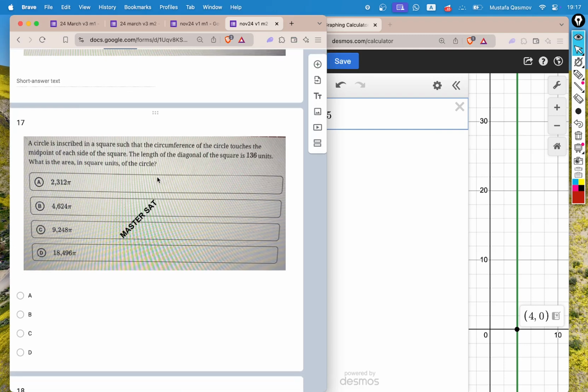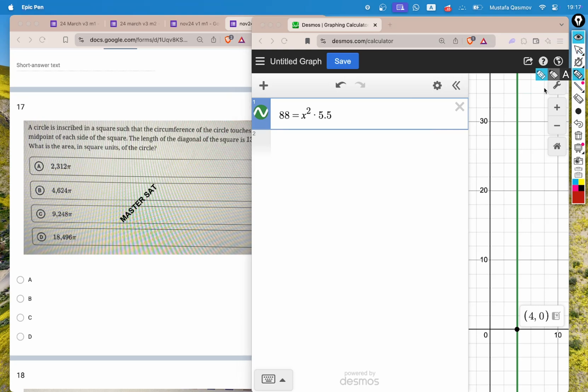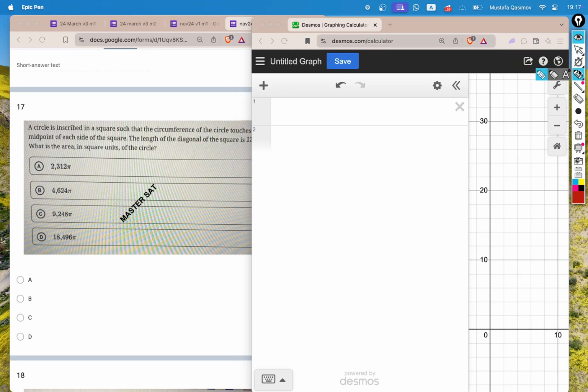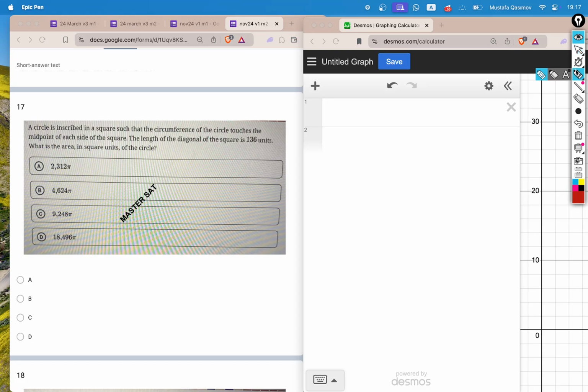Okay, circle inscribed in square. Here we have to just draw this picture, let's say, then it will be very easy. A circle inscribed in a square means that it is something like this. Here you only have to know that the diameter of the circle is equal to the side of the square.